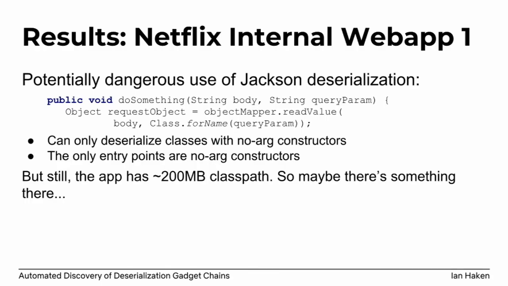So the first app that I looked at was an app that was doing some unsafe deserialization with JSON, where an attacker could specify what class we're deserializing and the whole payload. Because we're using JSON in its default configuration, it can only deserialize classes with no-arg constructors, and the only entry points are going to be those constructors. But there's a 200 megabyte classpath on this app, so maybe there's something there. We spent a little while looking at it manually, and we couldn't decide, but it's kind of icky. We don't know if there's some random constructor out there that does something interesting.